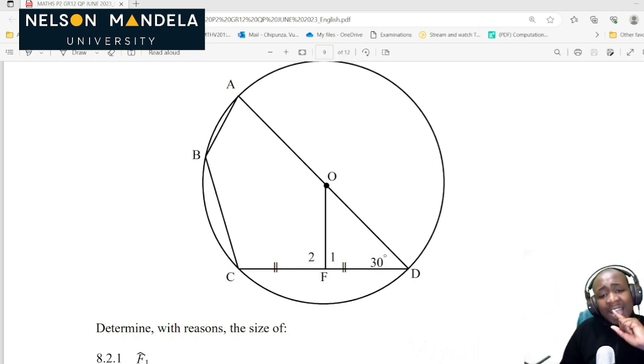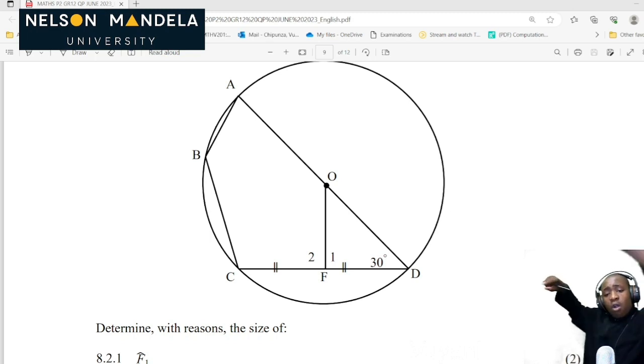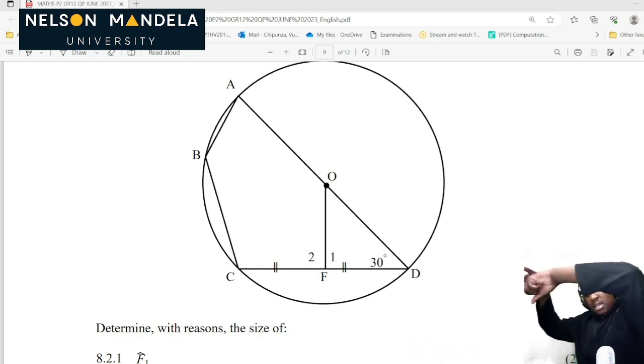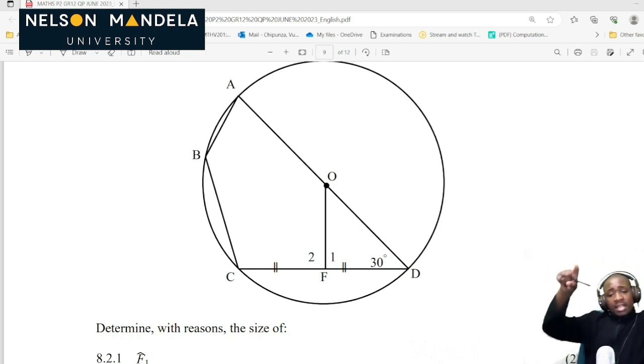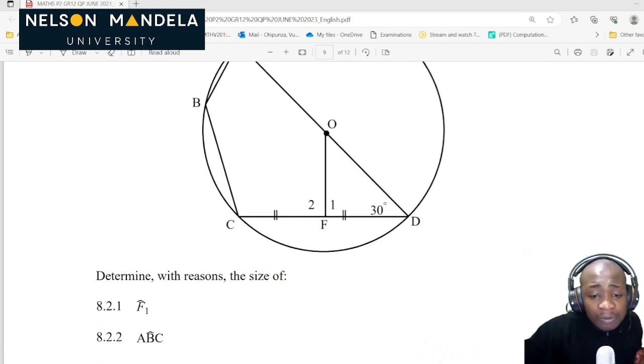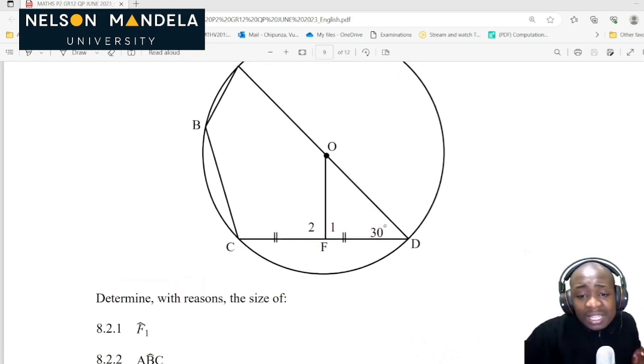I can sense that we're going to have 1, 2, 3. We also have a cyclic quad in that circle. Do you see that? A, D, C, B is a cyclic quad, but it's fine. Let's determine F1. How do we find F1? Where is F1? F1 is there. So how do we find F1?